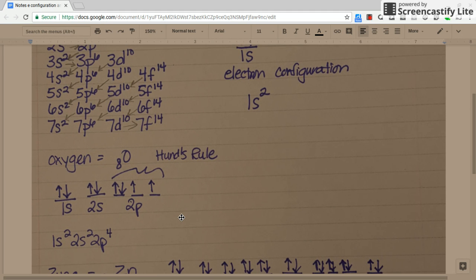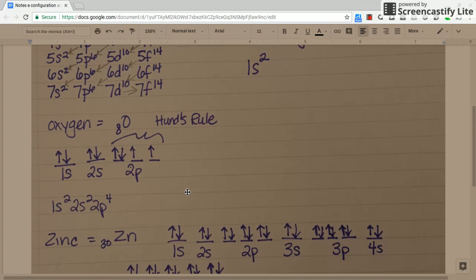We also wrote the electron configuration. So I did 1s and then squared to represent those 2 arrows down here. And then I did 2s squared for those 2 arrows. And then 2p, 1, 2, 3, 4, 2p to the 4th, 4 electrons.